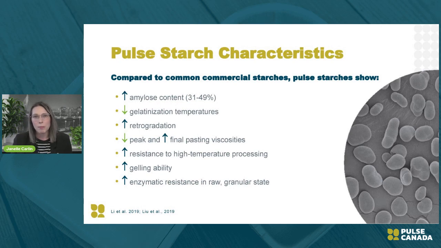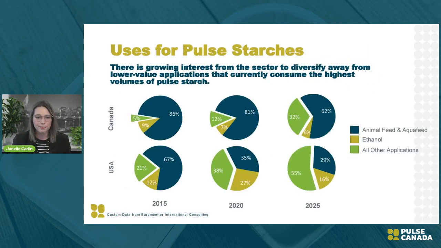Because of this amylose content in their native state, they're a little more resistant to enzymatic attack, as well as high temperature processing conditions. And we see that they have a unique and strong gelling ability, which allows them to form films. That proves to be quite useful in certain applications.